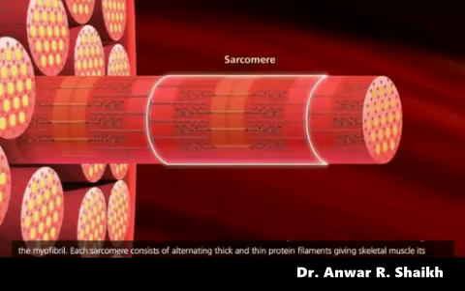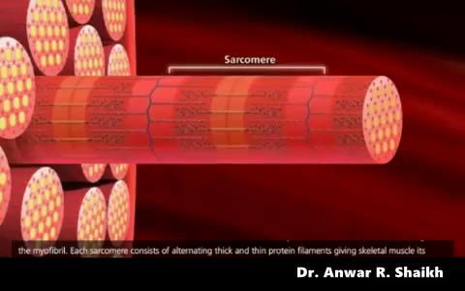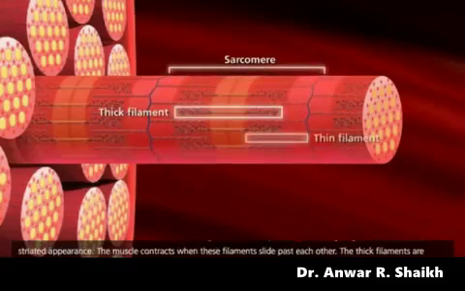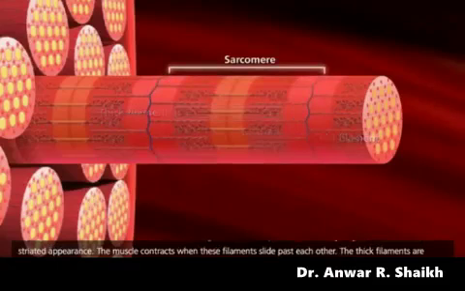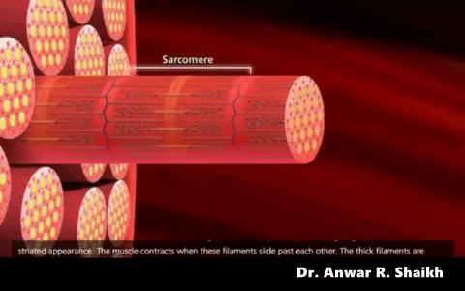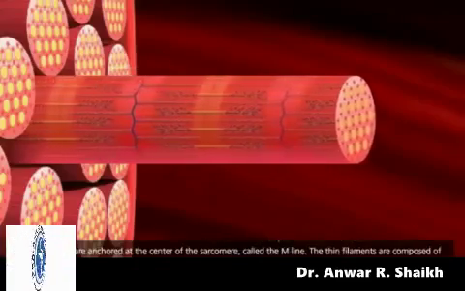Sarcomeres run adjacent to one another down the length of the myofibril. Each sarcomere consists of alternating thick and thin protein filaments, giving skeletal muscles a striated appearance. The muscle contracts when these filaments slide past each other.